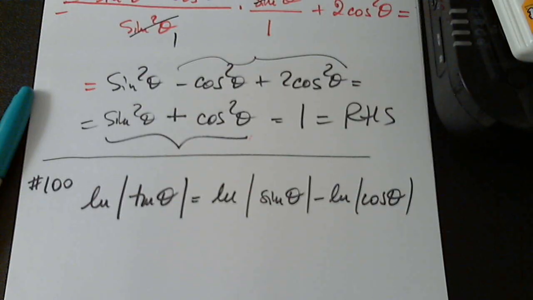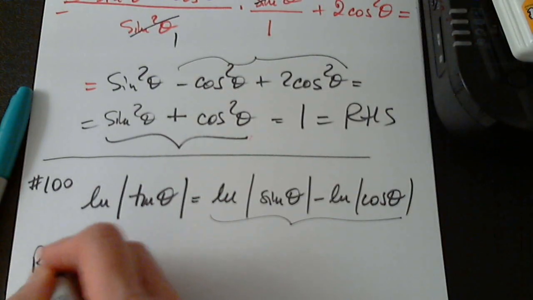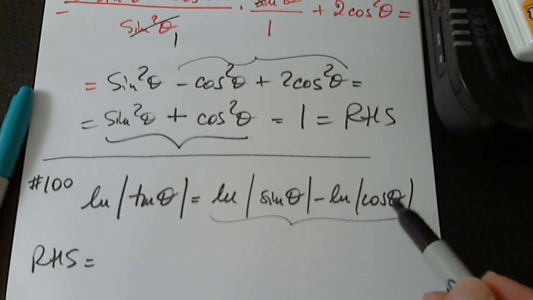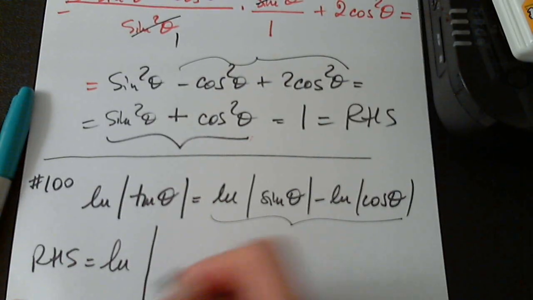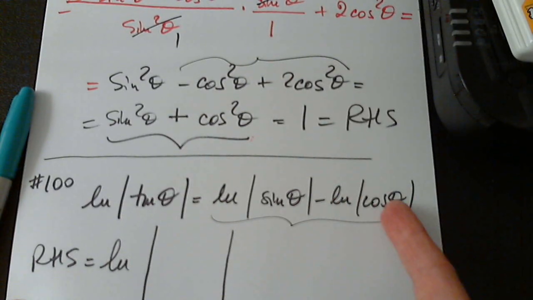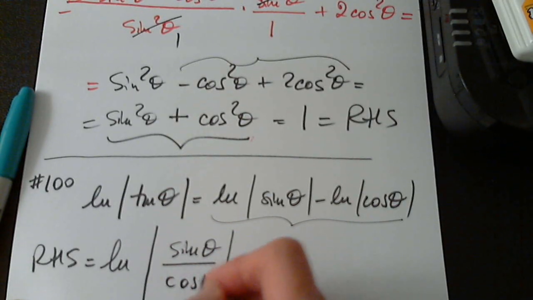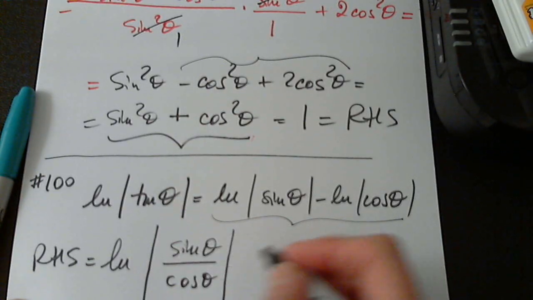You want to start with the right-hand side this time? Let's start with the right-hand side. So I have natural log of a quantity minus natural log of a different quantity. This is natural log of the absolute value of this over this, from the properties of logs. But this will be replaced by tangent. And this is it.